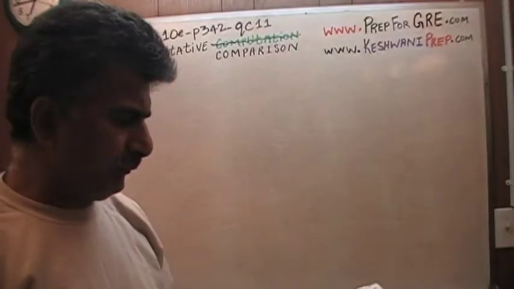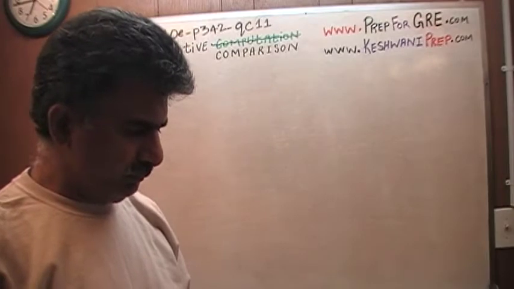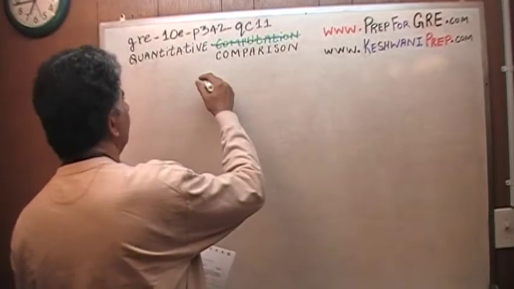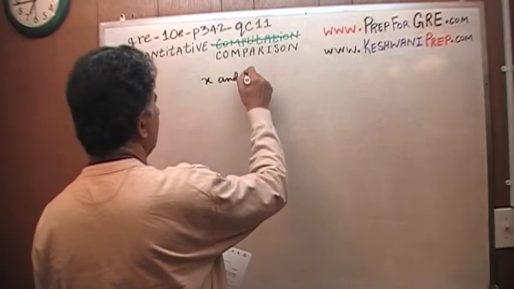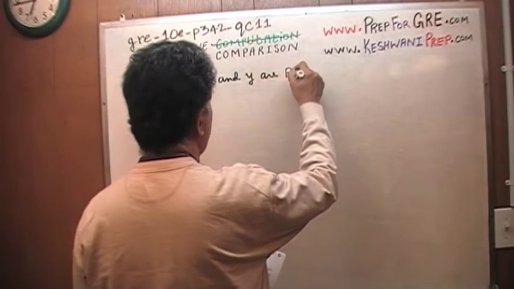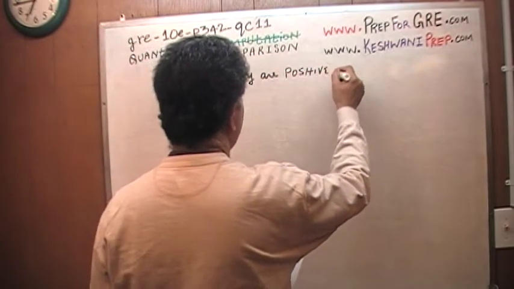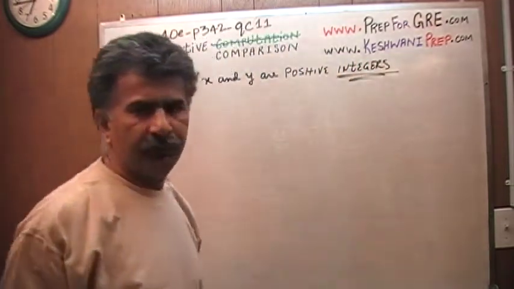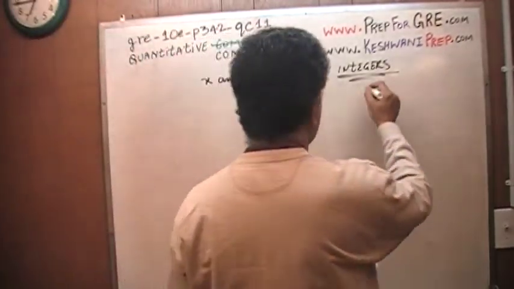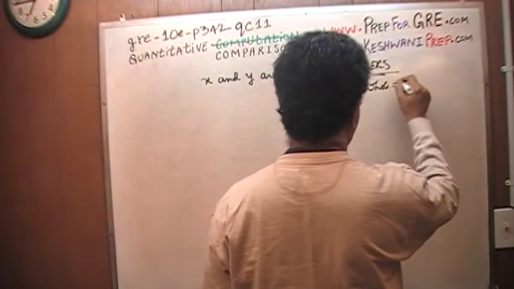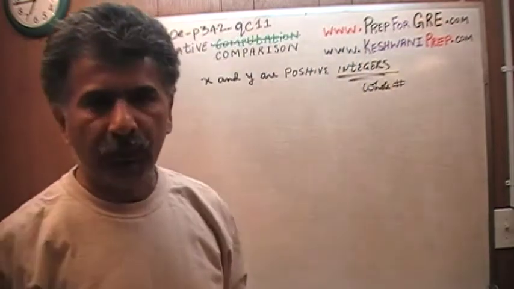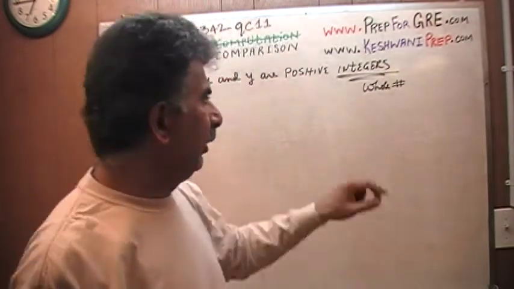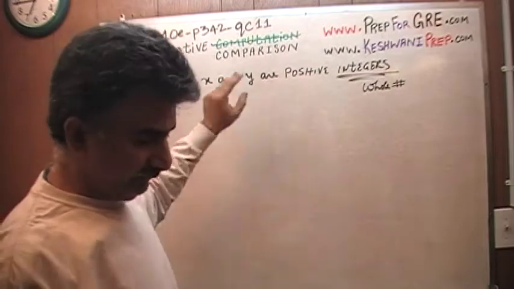It says, we are told that x and y are positive integers. What does it mean, integers? Integer is just a very fancy way of saying whole number. In other words, neither x nor y can be a fraction. It cannot be half or 3/4 or negative 3/2. They have to be whole numbers and they have to be positive, both x and y.